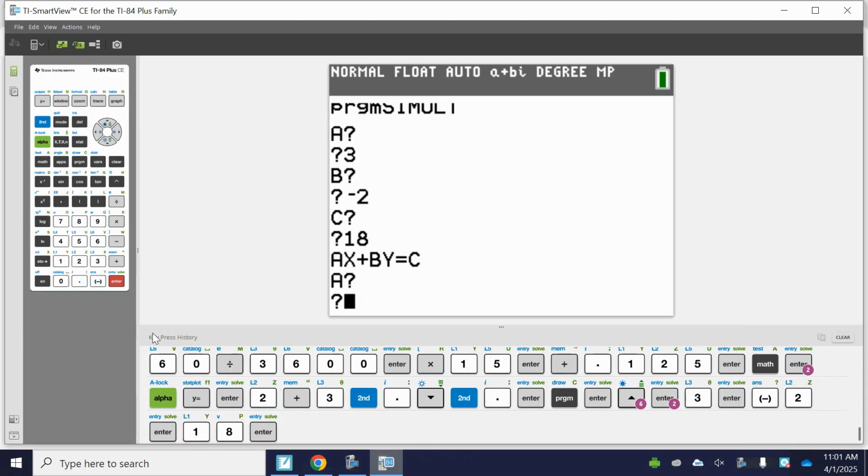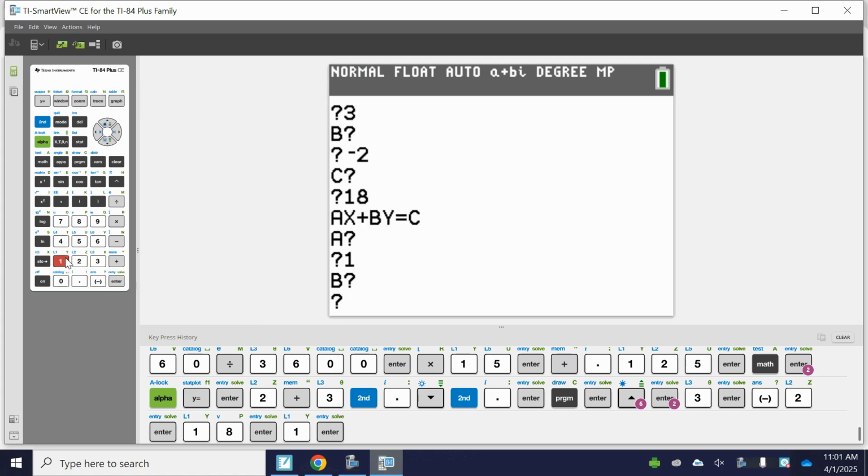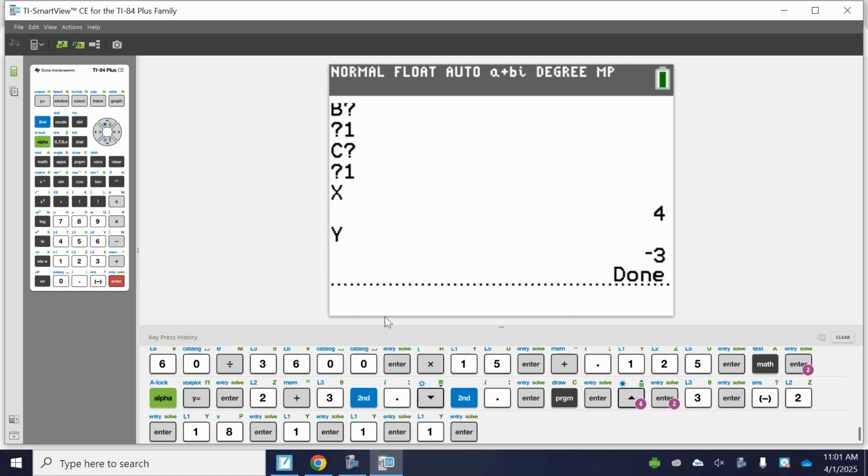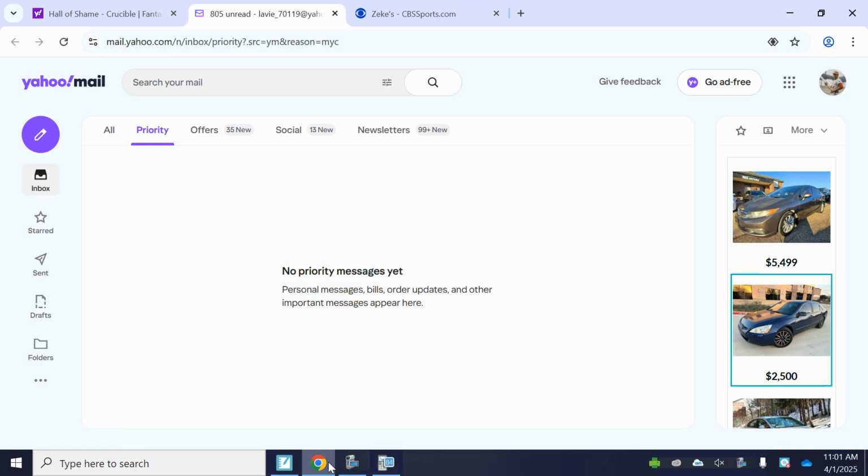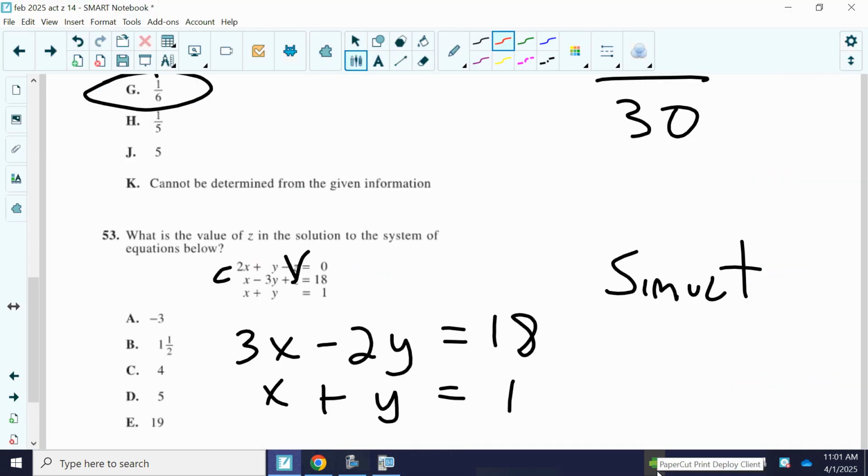And what was the second one? 1, 1, 1. 1x plus 1y is 1. So x is 4 and y is negative 3. And I erased this too soon. I got to go back and find z. They're looking for z.